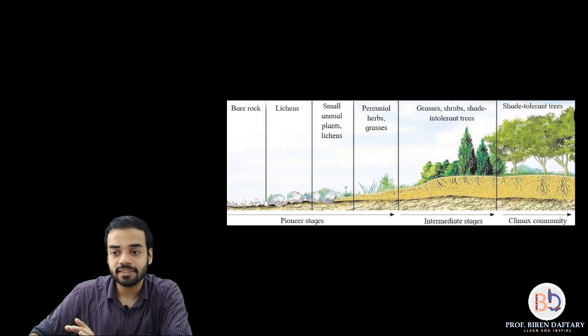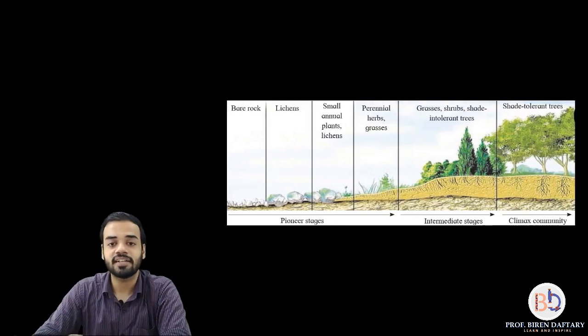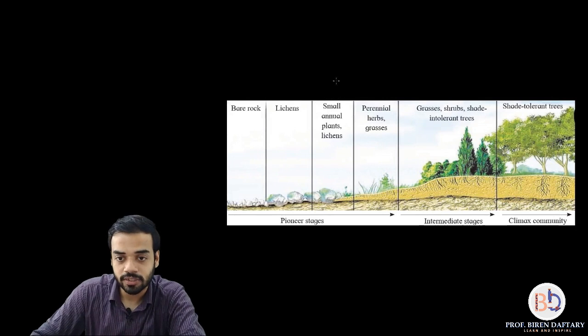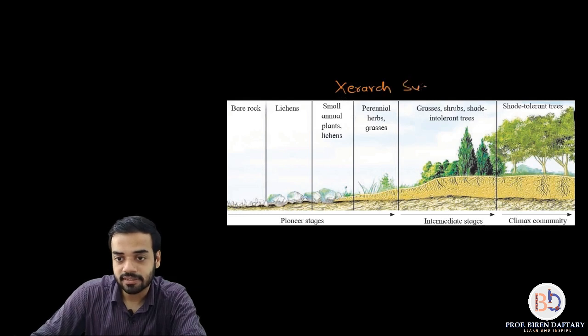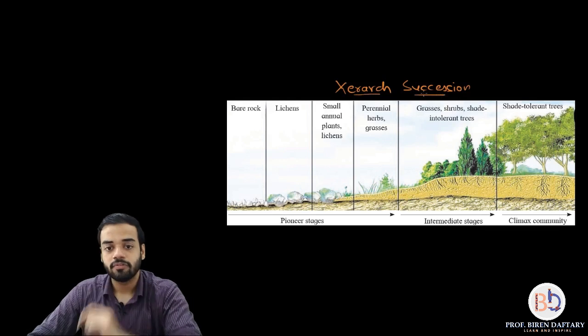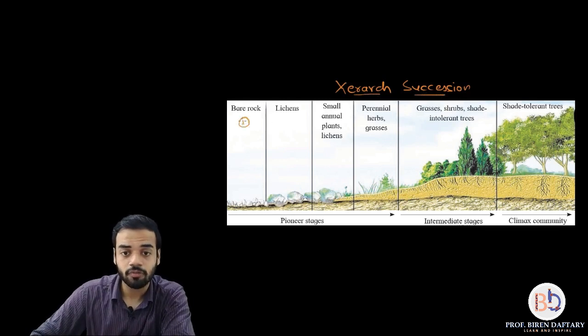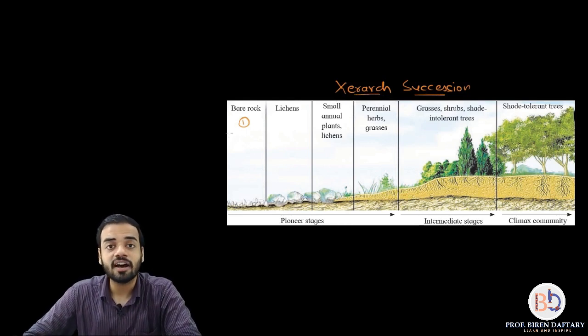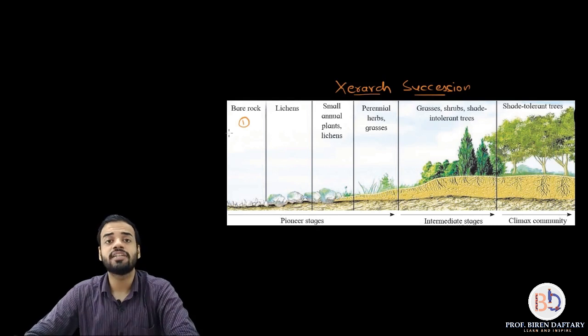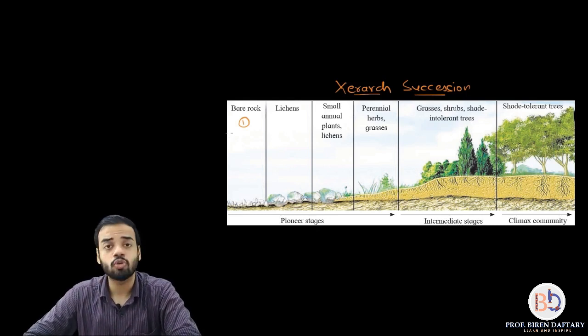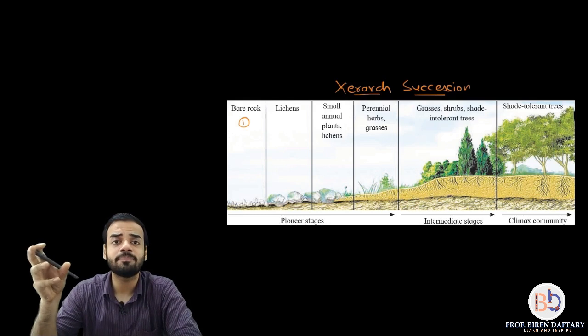Okay, and this is the diagram of xerarch succession. So let me write down over here. This is the diagram which is explaining xerarch succession. Now if you see this first part where I am writing number 1, this is the start of the ecological succession, this is the start of xerarch succession. So there is zero water present, there are no plants present. This is basically part of nudation.